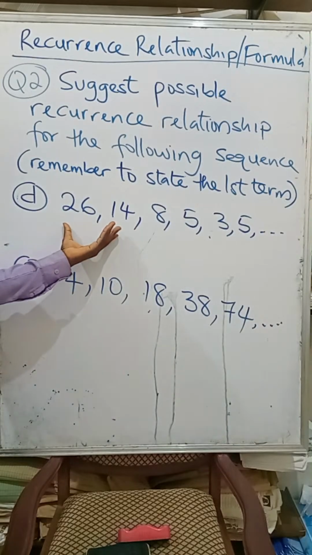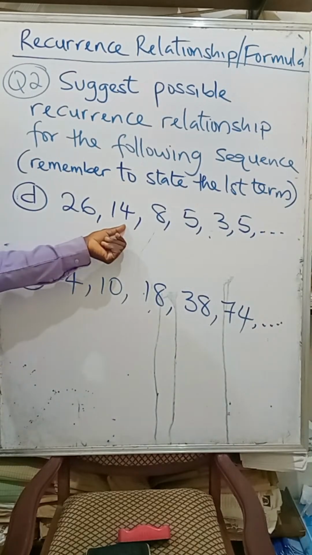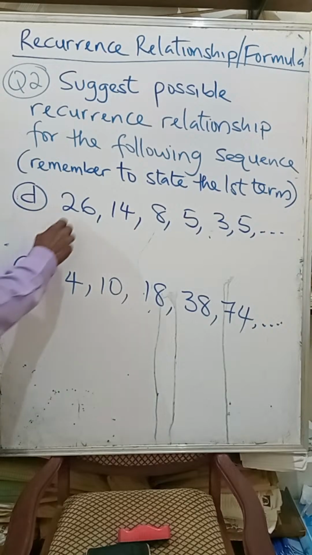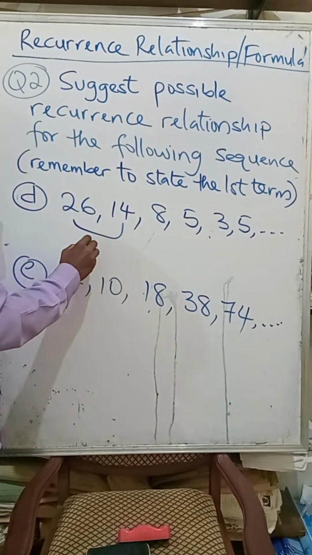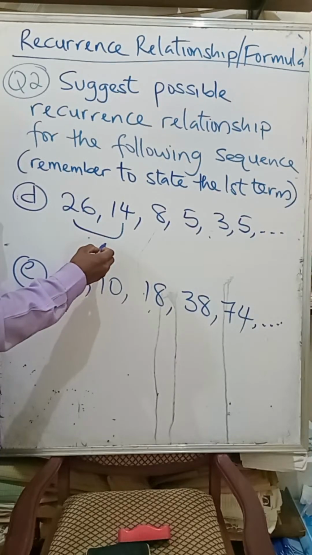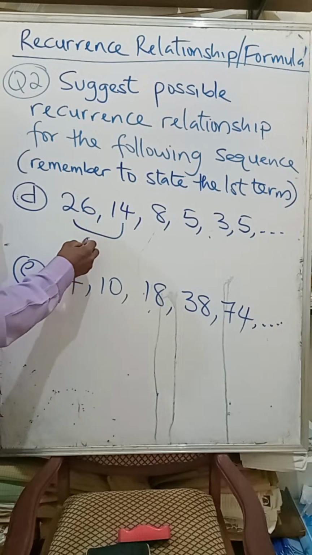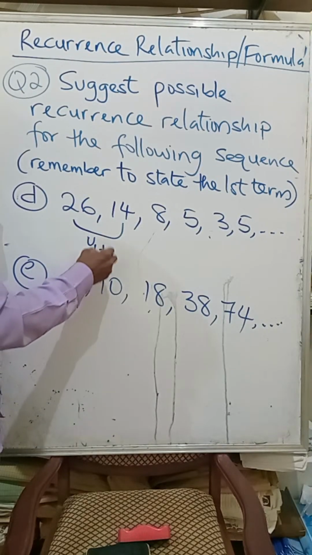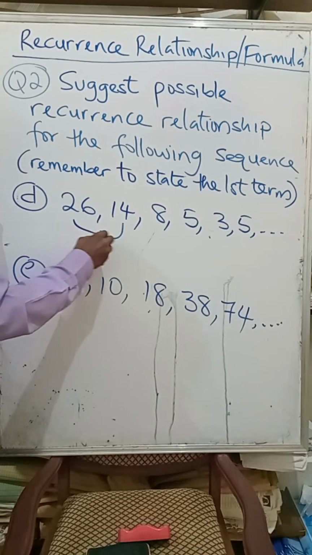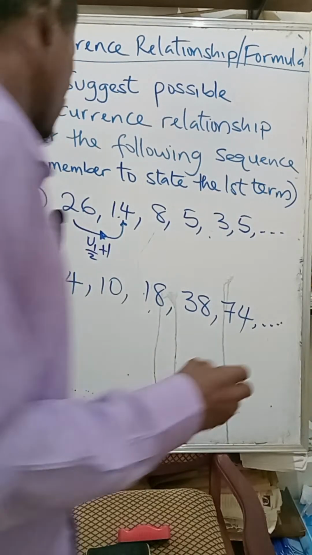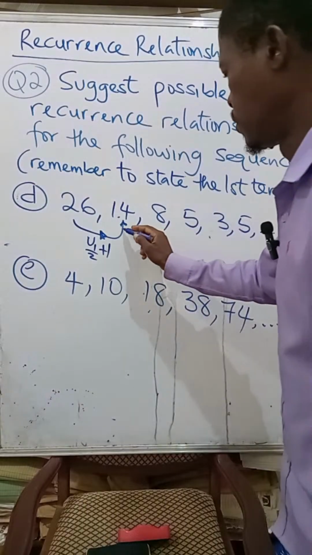So look at the pattern. 26, 14. Almost half of that. So that means if you want to get the second term, it's going to be the first term divided by 2 plus 1. That means this will be U1 over 2 plus 1. That will give you this one and generate the second term. To get the third term, continue that way.